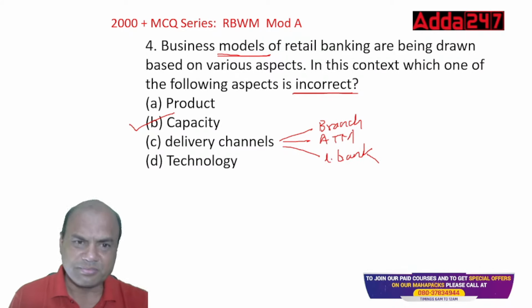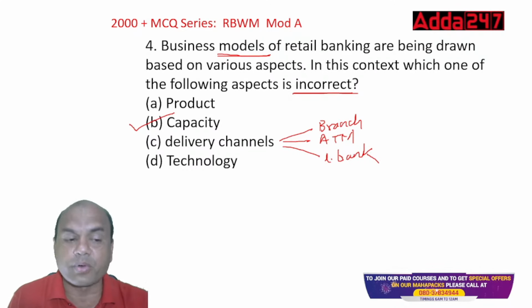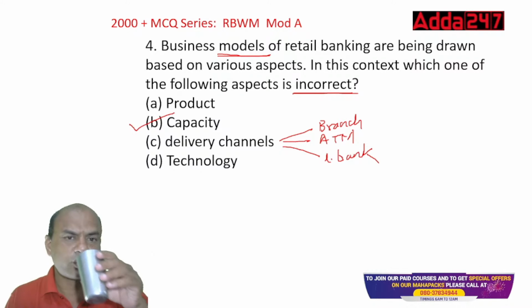Technology means it comes to one and the same. C and D are almost same. Okay. Product, what all products do you have? Right?